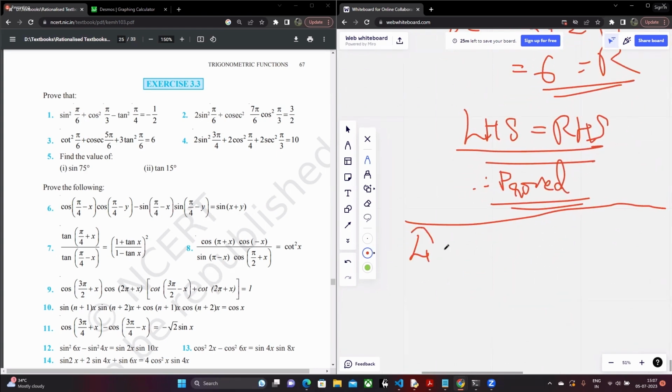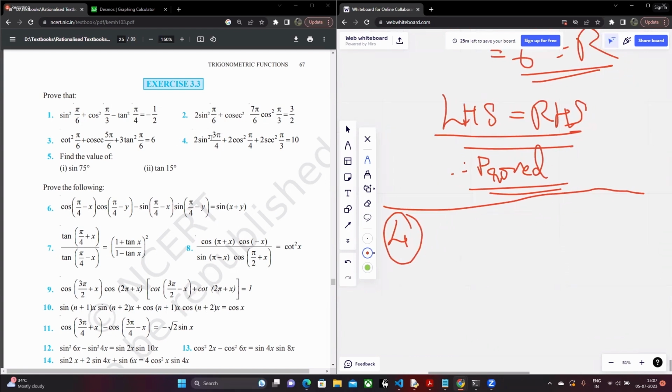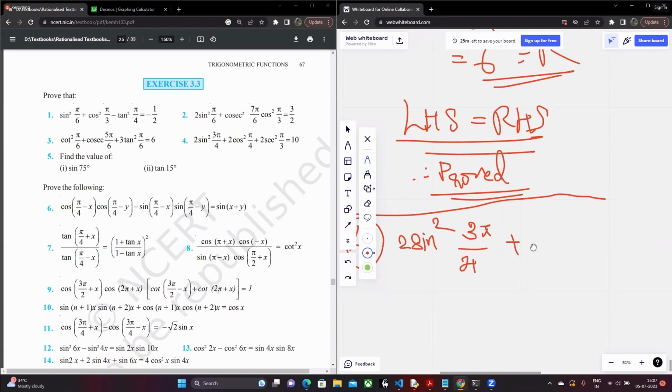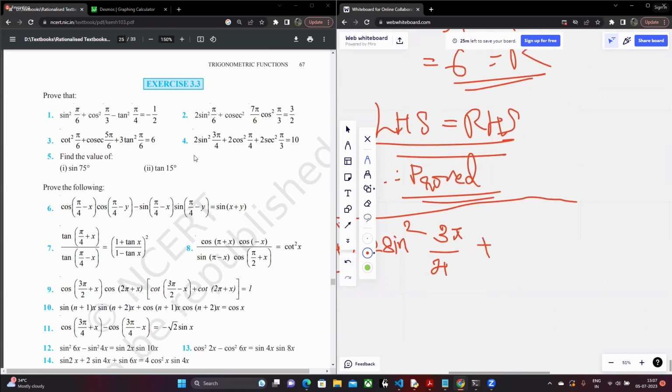Question number 4. 2 sin square 3 pi by 4 plus 2 cos square pi by 4 plus 2 secant square pi by 3 is 10. Right. Again, very simple because all you have are standard angles. 3 pi by 4 is basically 135 degrees, right? I don't need to worry about that because sine of anything in second quadrant.